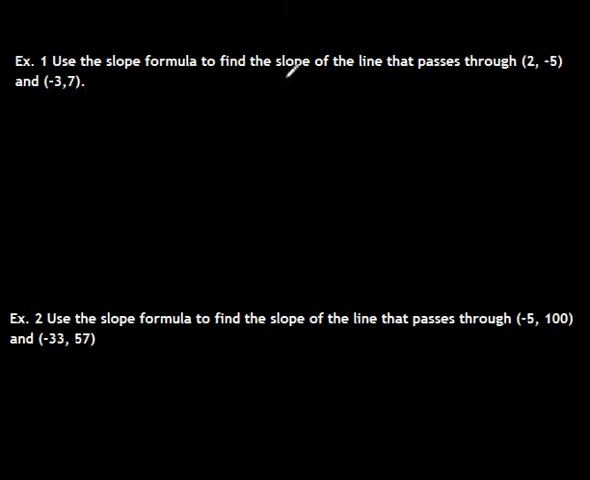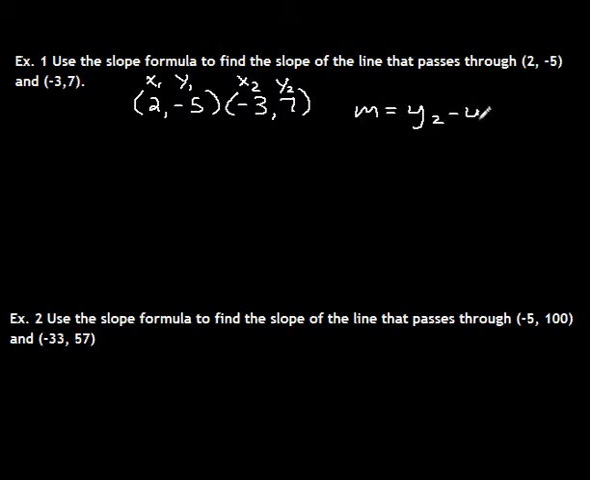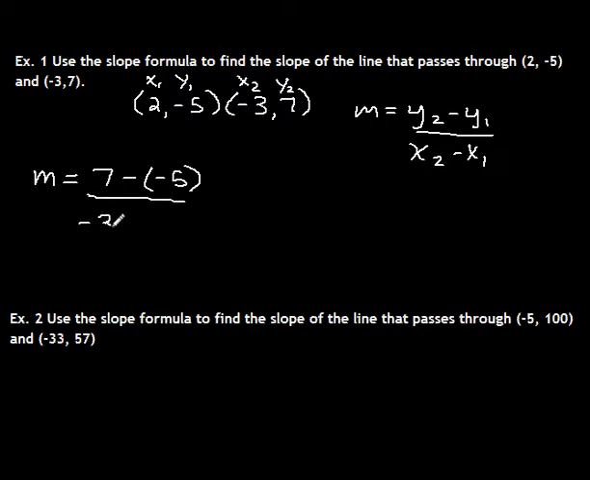Use the slope formula to find the slope of the line that passes through (2, -5) and (-3, 7). Now I'm just going to label them right away: x1, y1, x2, y2. And of course I have my memorized slope formula, m equals y2 minus y1 over x2 minus x1, and all this is pure substitution. So you get m equals 7 minus -5 all over -3 minus 2. So you're going to get 12 over -5. So your slope is -12/5.